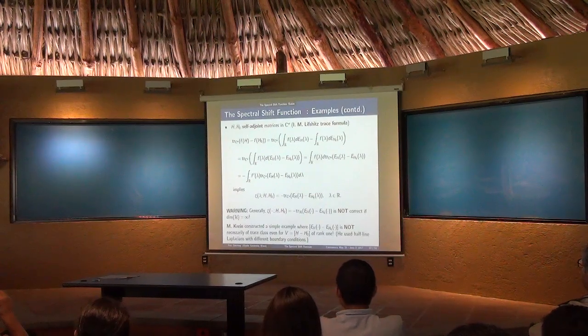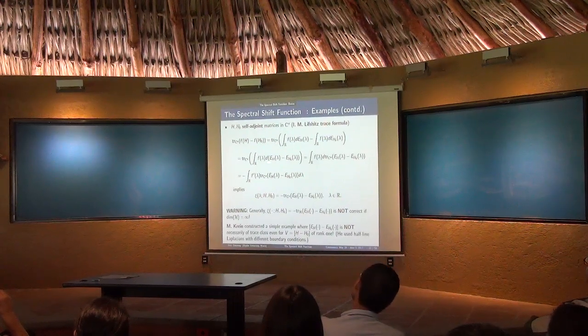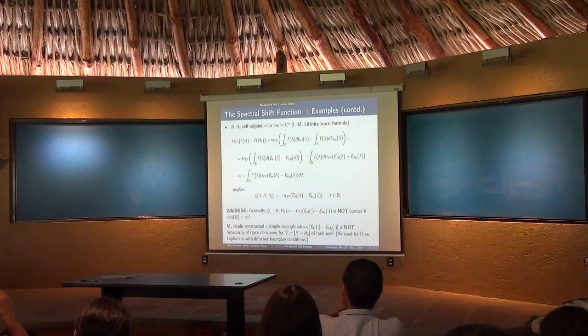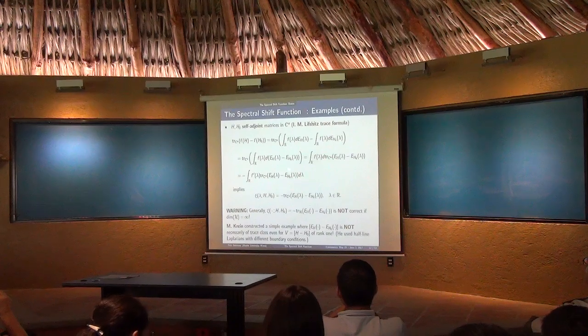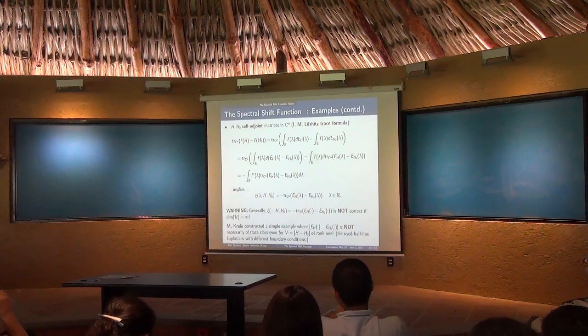So, here's the trace again. I use the continuous version, so the Stieltjes integral version. Then I slightly rearrange. I take the trace inside, and there I am. This is my function C. All I have done is basically integrate by parts.